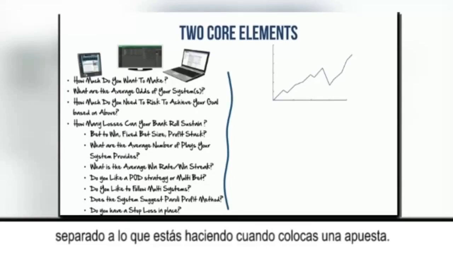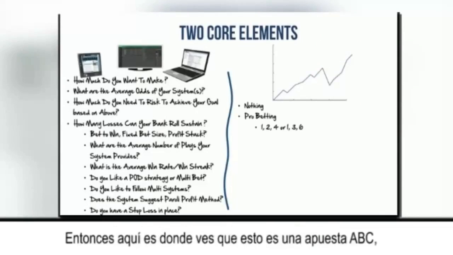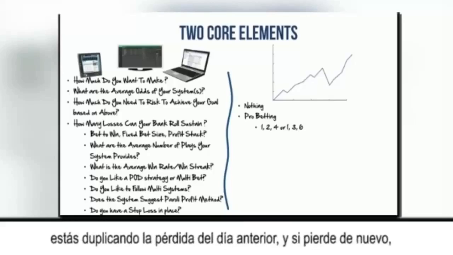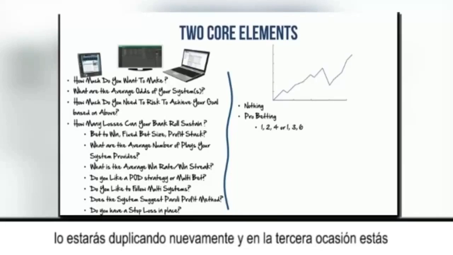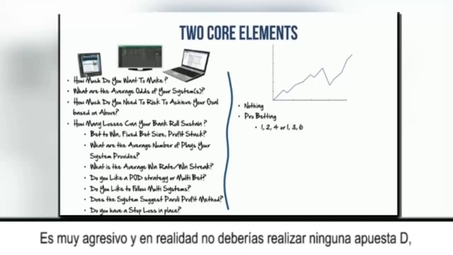So let's look at what we're going to do when we have a loss. You can do nothing. You can just carry on with your current system where you're placing bets, or you can pro bet. So this is where you see it's an ABC bet. You're doubling up the previous day's loss, and if it loses again, you're doubling it again, and on the third go, you're hoping that you get the winning to recover all your losses. It's very aggressive, and in reality, you should be going to a D bet.